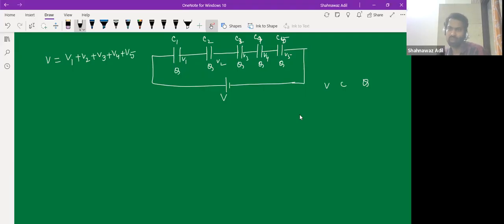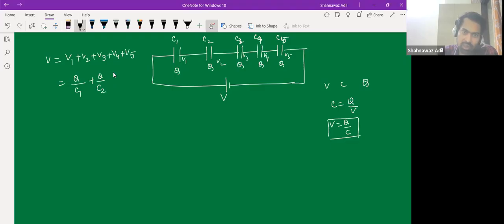C is equal to Q by V, right? So V equal to Q by C. So in this part, V1 would be Q by C1, and V2 would be Q by C2, V3 would be Q by C3, and Q by C4, Q by C5. And this is, let's say, Q by effective C or equivalent.